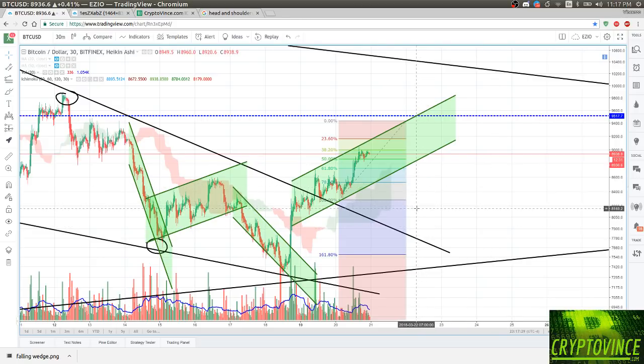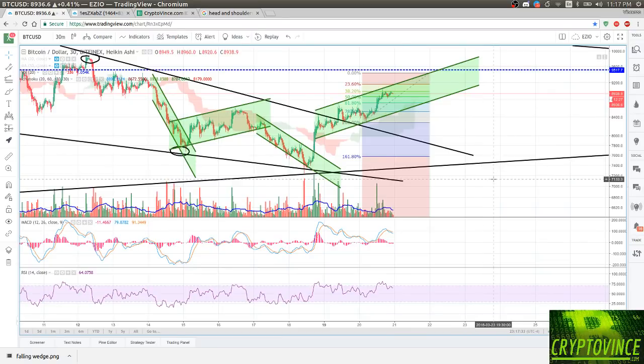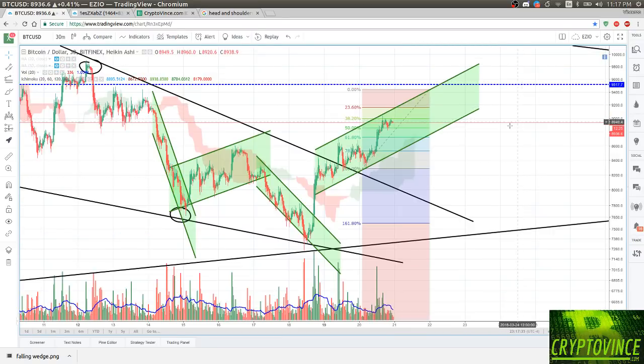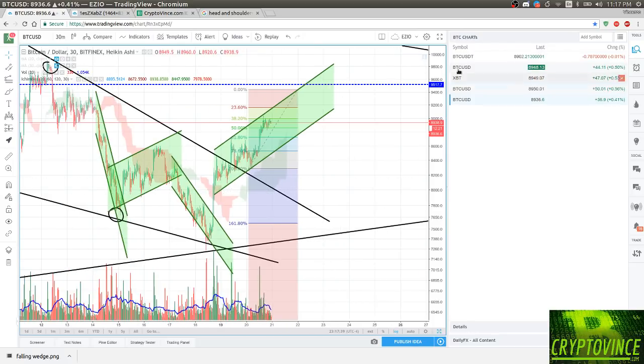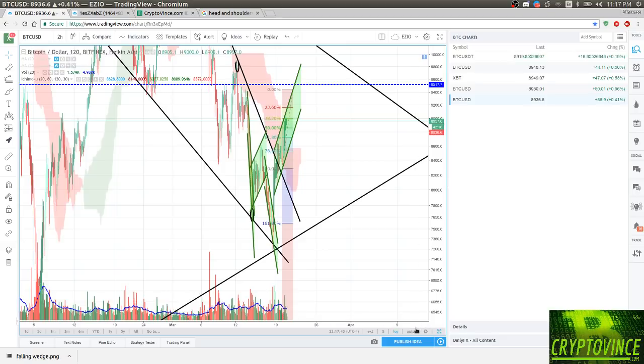But yeah, it's pretty tough to have a prediction right now. I'm not going to express any precise prediction at this moment. Let's go check my other chart. I have like a million of them.